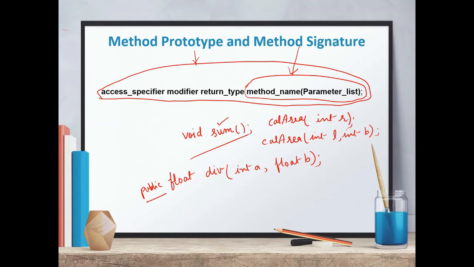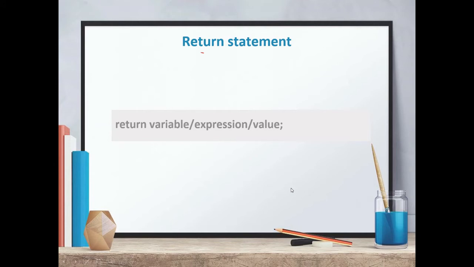Now we'll see how to access this method. First of all, we will see the return statement. The last statement in the body of the method definition is the return statement, and it can return a variable, an expression, or a value. The data type of this variable, expression or value must match the return type mentioned in the method definition prototype. The return statement causes a transfer of control from the method body to the calling function.